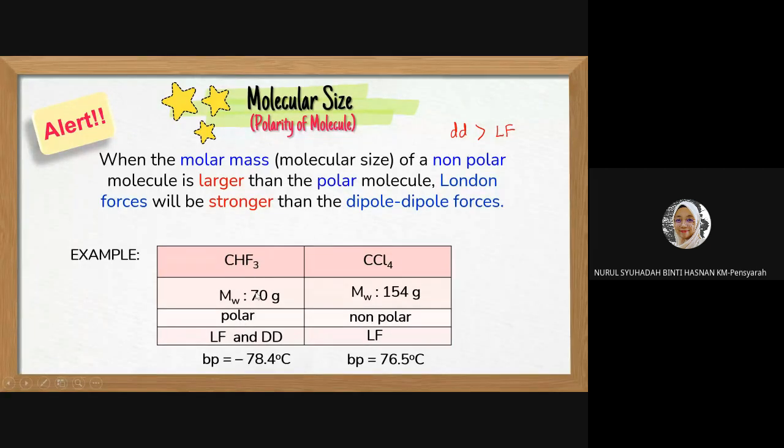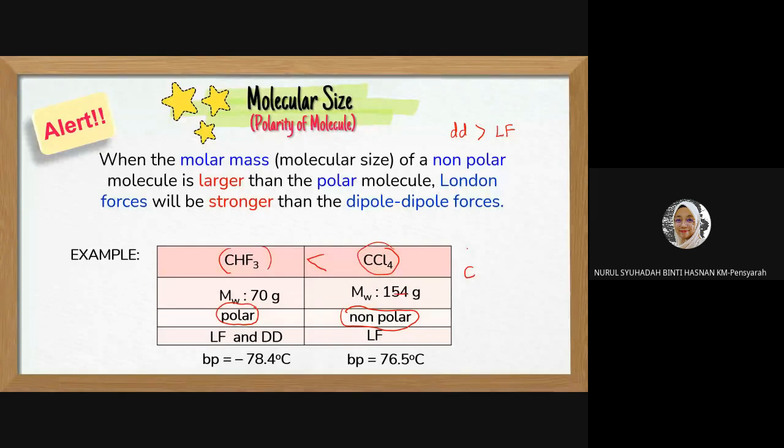CHF3 at 70 grams per mole, and then CCl4 at 154. So this one is a polar molecule and this one is a non-polar molecule. By right, we say dipole should be stronger than London forces. But for this one, because their sizes are different, and CCl4 is much bigger than CHF3, even though it only has London forces, its boiling point will be higher. So here, the boiling point of CCl4 is bigger than CHF3.